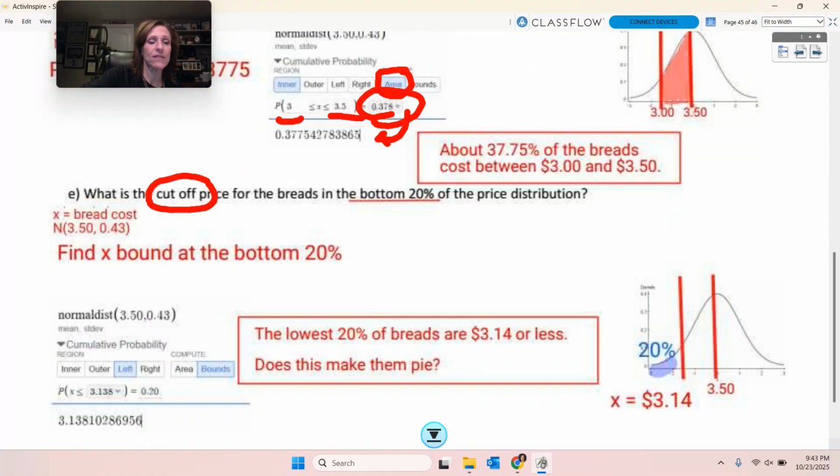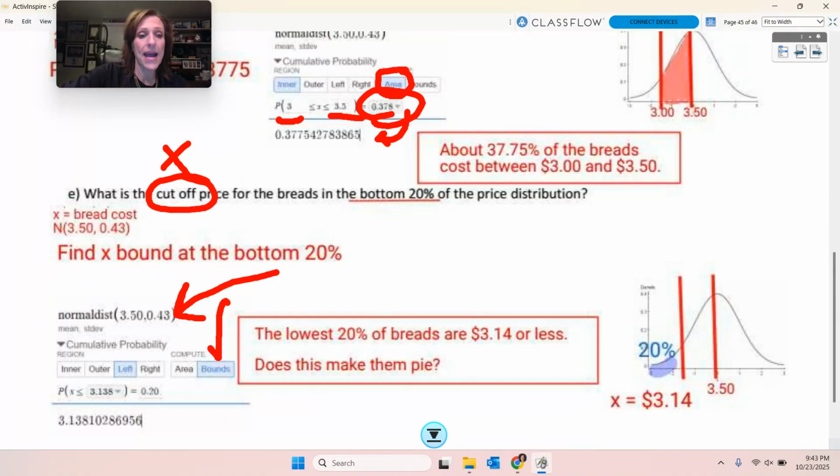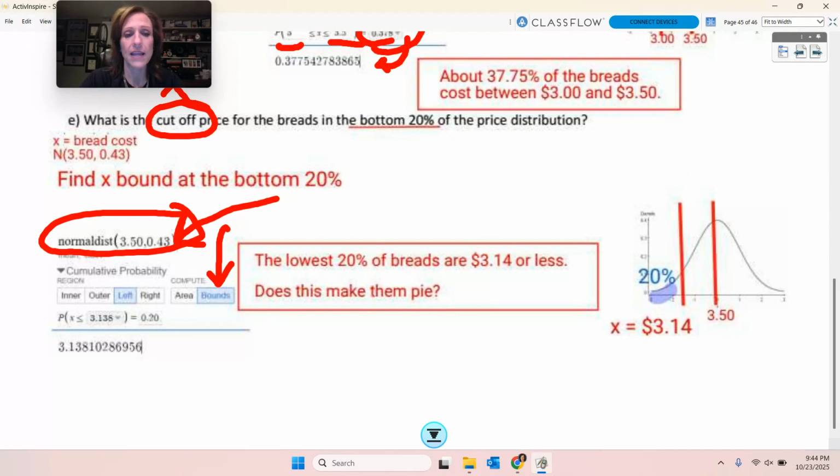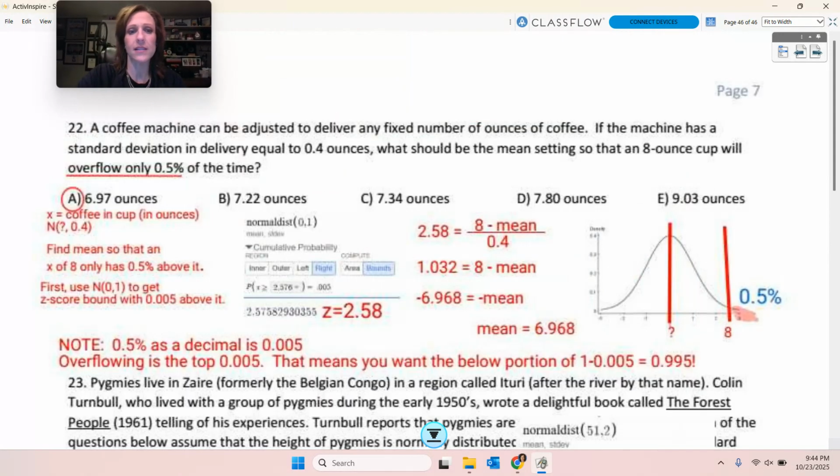All right, now what's the cutoff price? That is asking for the X value of the bottom 20%. So I put the context normal model in because I want context to come out. If I want X, I do the bound with the context normal distribution. If I want Z, I do a bound with the 0, 1 normal distribution, the standard normal distribution. And there we go, it was 314 or less.